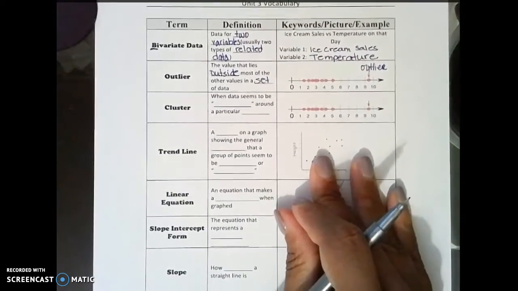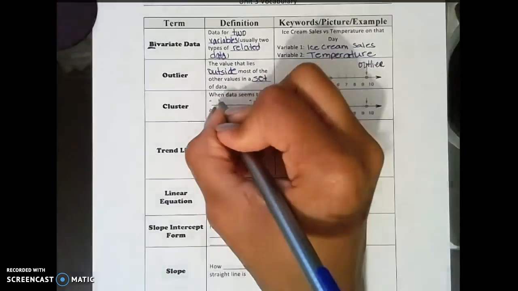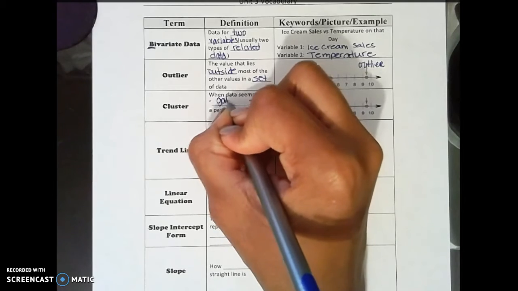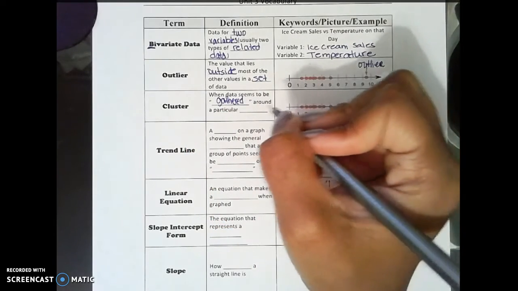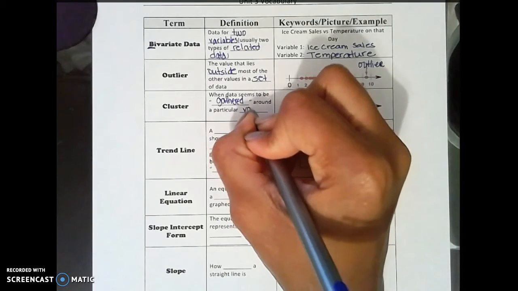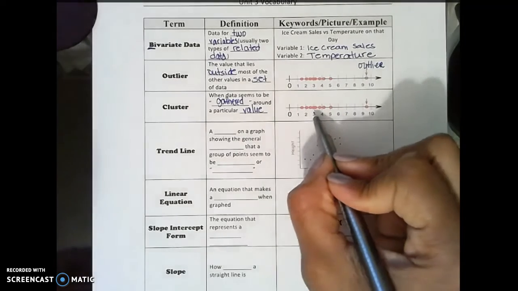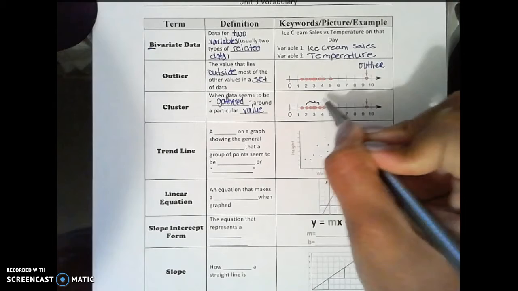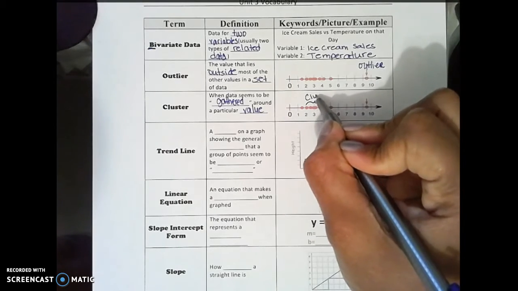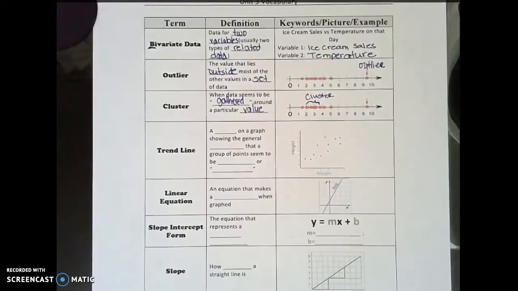Okay. Next, we have cluster. When data seems to be gathered around a particular value. Okay. So again, here's my data. If you can see, there's a cluster right around the 3. So I would say right here is a small cluster. It's all a cluster, but that one is a cluster. So there's a cluster there.